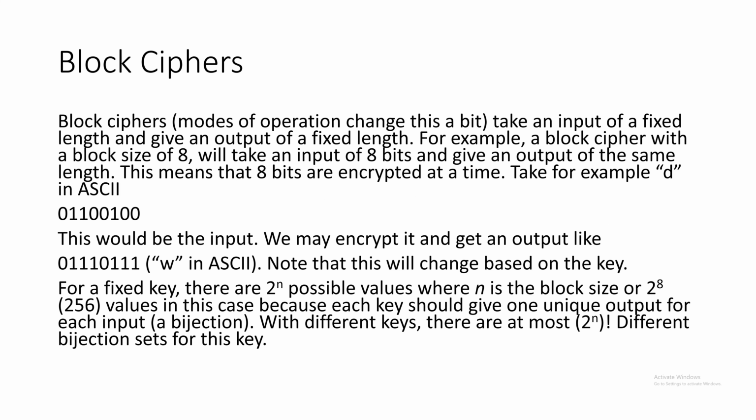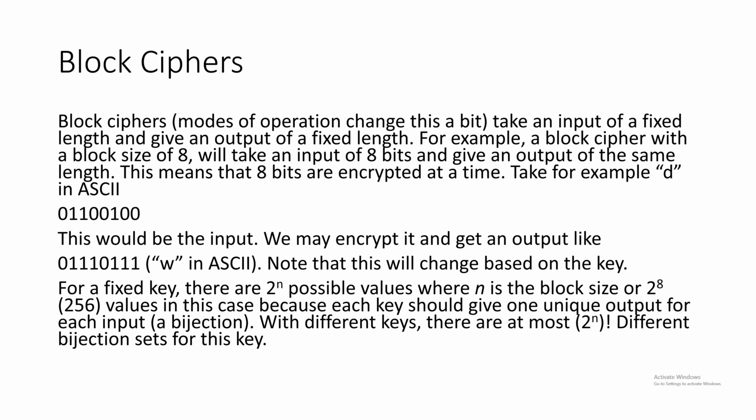So block ciphers suffer from the same problem. Now, modes of operation change this a bit, but block ciphers take an input of a fixed length and give an output of the same fixed length. Whatever the input is, the output has to be the same length. So, for example, take a block cipher with a block size of 8, which is much smaller than you would ever use in practice. This is just so we can wrap our heads around the numbers a little bit easier. With a block size of 8, we take an input of 8 bits and give an output of the same length. This means that 8 bits are encrypted at a time.